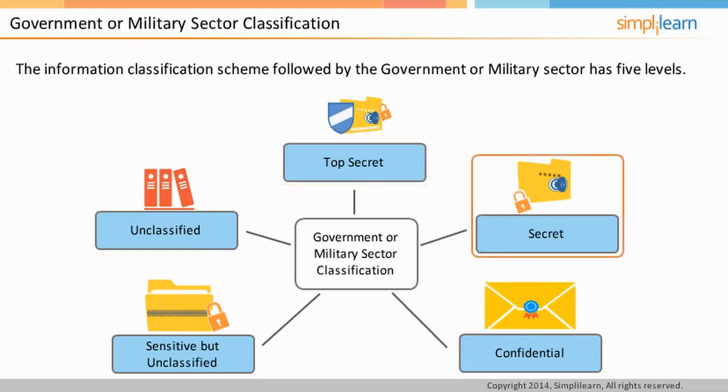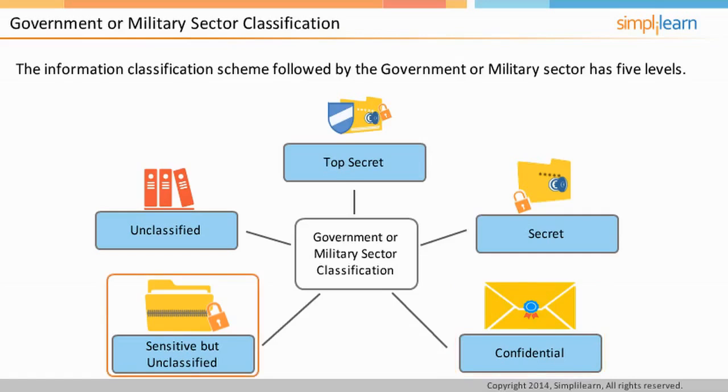The next level is secret. This is the information designated to be of a secret nature. The unauthorized disclosure of this information could cause some damage to the country's national security. The third level is confidential. This is the information designated to be of a confidential nature. The unauthorized disclosure of this information may cause damage to the country's national security. This level applies to the documents labeled between sensitive but unclassified and secret in sensitivity.